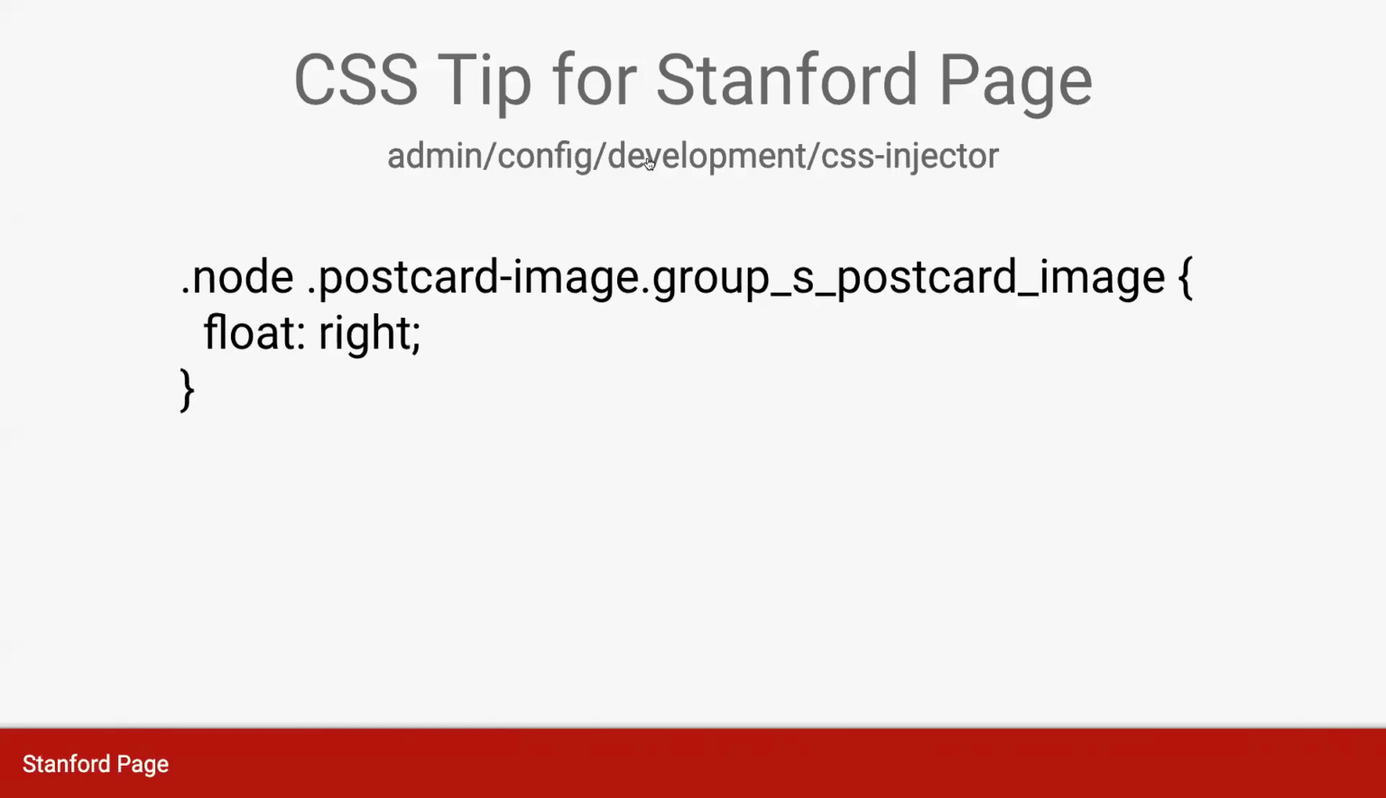You go into what's called CSS Injector, under Development, CSS Injector, and you create an injector rule, and you can put your CSS in there. What this particular rule says is, if you have an image on a node, in this position, I want you to float it right. That's what that rule says. You can put all of your rules in there, and that's how people have made their sites look really pretty, by using the CSS injector.